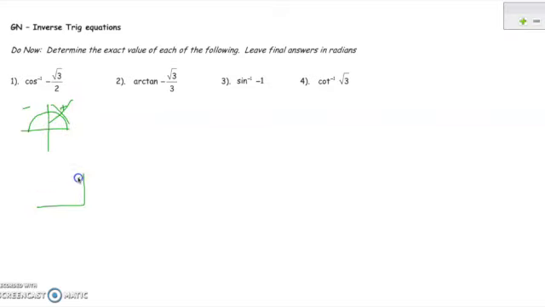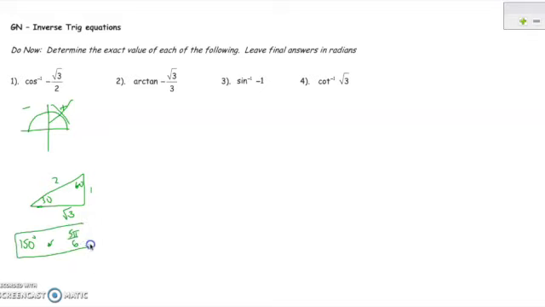Root 3 over 2 comes from a 30, 60, 90 triangle. Okay, 1, root 3, and 2. So we need adjacent over hypotenuse to be root 3 over 2, which is 30. So the reference angle is 30. So our answer is going to be 150, or in radians, it's going to be 5 pi over 6.